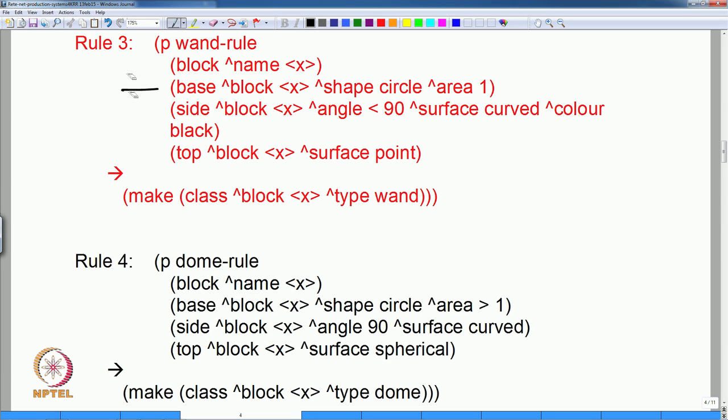So, the Vaughan rule is similar. The first rule, as in all these 4 rules, simply says that we have a block called some name, essentially just identifying the block. The second rule says that the shape is a circle and area is 1. The third pattern says that angle is less than 90, surface is curved and the color is black. So, let us say bonds are always black, and the last one says that the surface is a point.